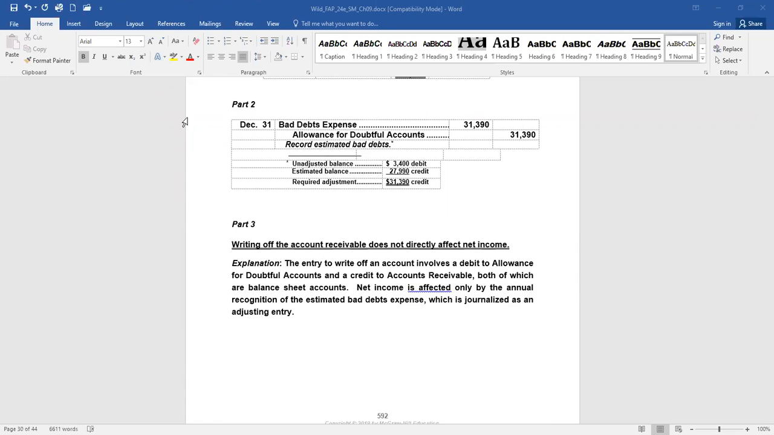So the journal entry on the next year, 7/31, would be a debit to the allowance for doubtful accounts. Because remember, whenever we have an actual bad account, we debit the allowance account, and we will credit accounts receivable. So these are both asset accounts. One's a contra and one is just an asset. So there's no impact on any income statement accounts. So there's no impact on net income.